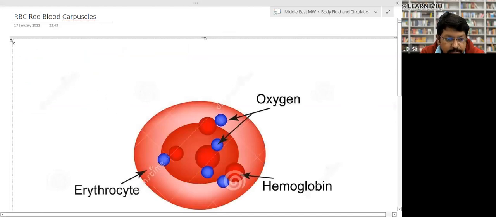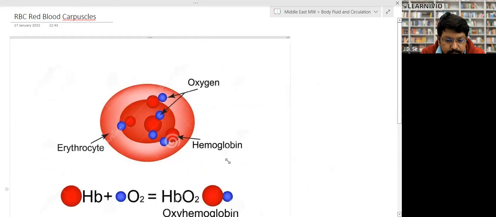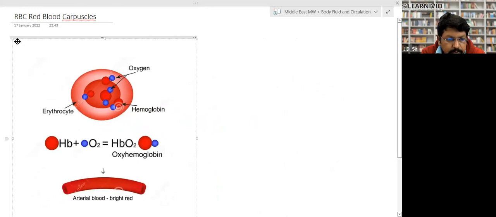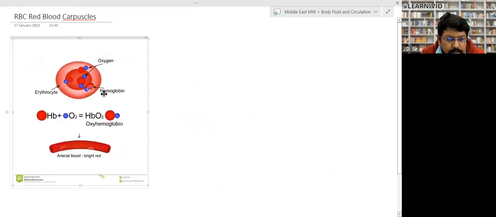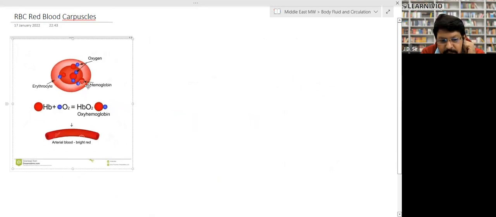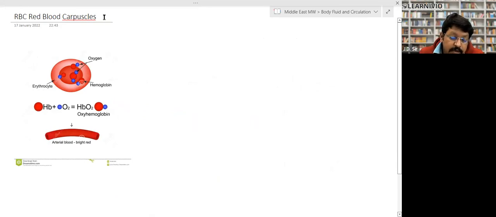This is actually a diagram of red blood corpuscles, RBC. And RBC have hemoglobin molecules. It is also known as erythrocyte. So let me make it clear that another name of RBC is erythrocyte.